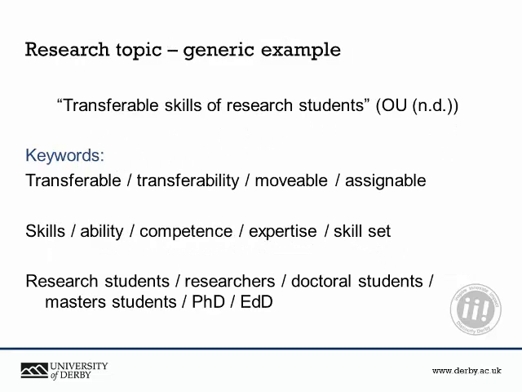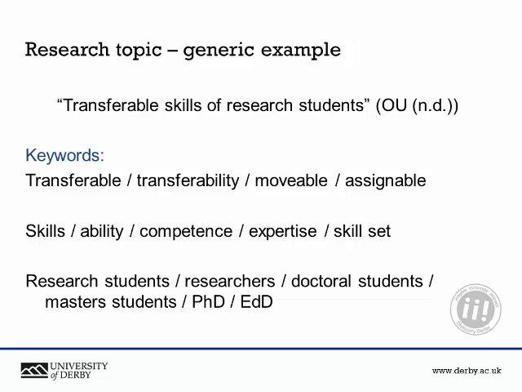So we've got here a generic example of a research topic, transferable skills of research students. So skills that they can learn or develop for one aspect of their study and then apply it to other scenarios such as more research, more teaching, or in the workplace. Now keywords that you might select from the title are of course transferable, skills, research and students.